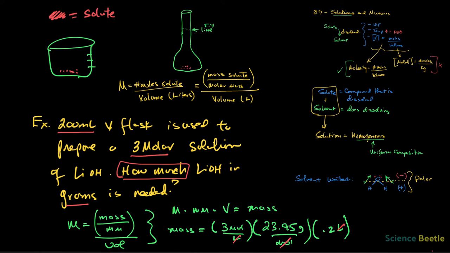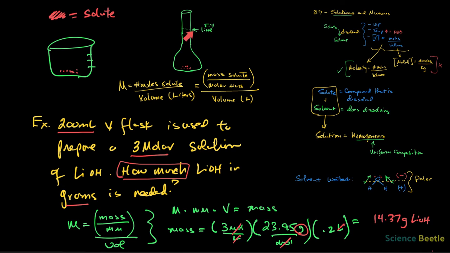Liters cancel with liters, moles cancel with moles, and that leaves the unit of mass in grams. Let's calculate that all the way through, and we should have the answer at the very end. What we'll need to grab is 14.37 grams of LiOH. That's how much we should grab, and then enter into the volumetric flask.